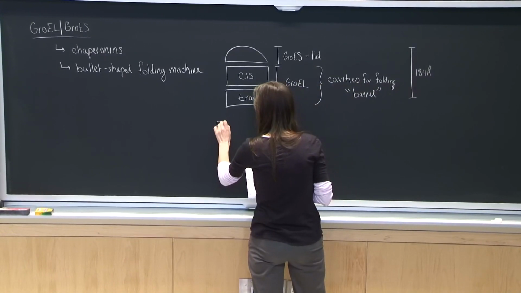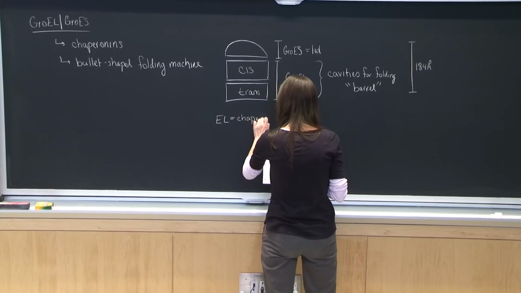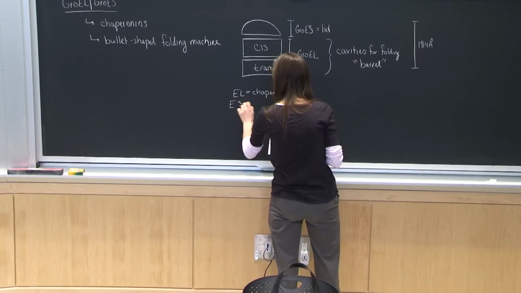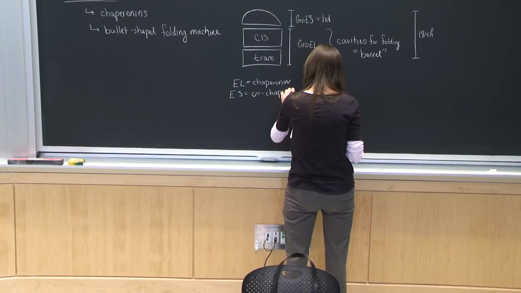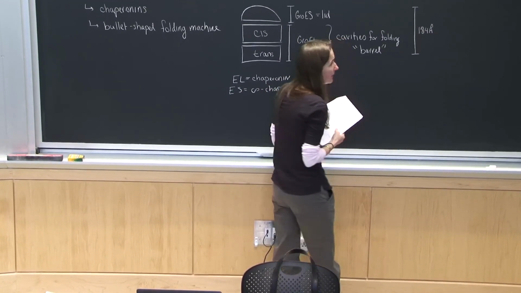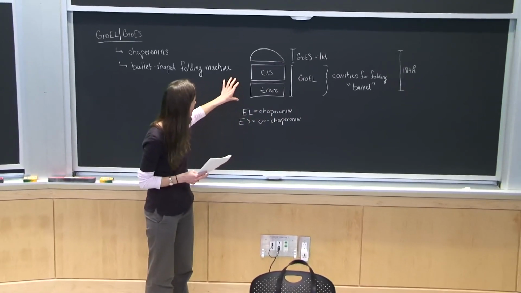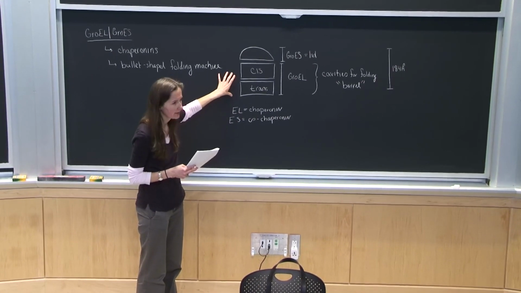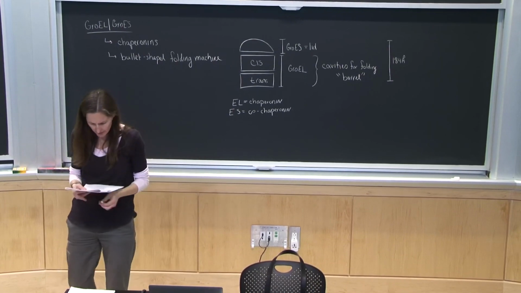So EL is the chaperonin, and ES is the co-chaperonin. What we'll do is look at the structural characteristics of GroEL and GroES individually, and then think about function here.